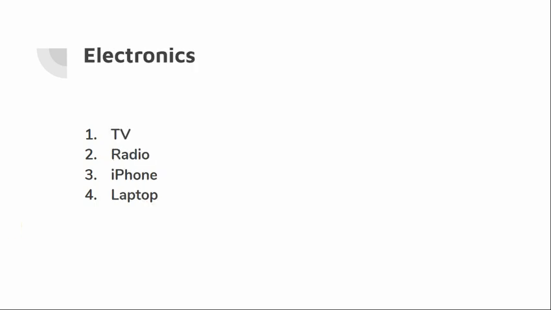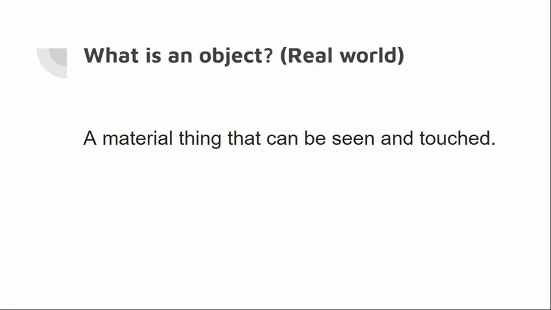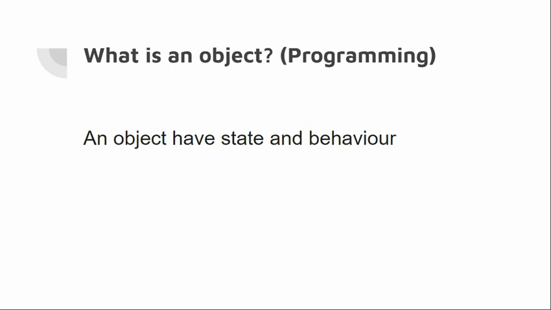Another example could be Electronics. This is another class whose objects could be TV, radio, iPhone, laptop. All these are examples of electronics. So what is an object? We know it is a material thing that can be seen or touched, a physical thing. But in terms of programming, an object has states and behavior. States mean having attributes or qualities.